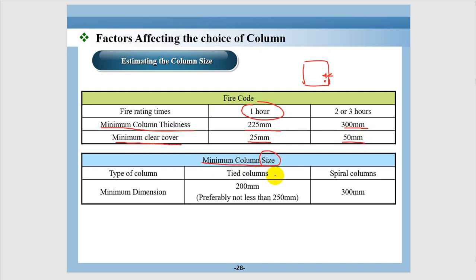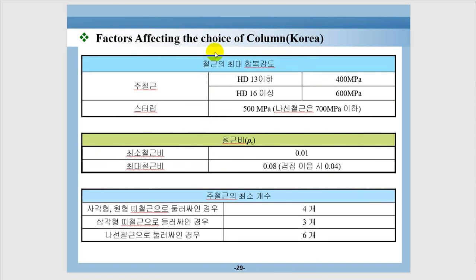We have some limits on column size where we have tied columns. The minimum dimension should be 200 millimeters or 20 centimeters, preferably not less than 250 millimeters. For spiral columns, we have a minimum diameter of 300 millimeters. So we recommend using a minimum of 250 millimeters for tied columns and 300 millimeters for spiral columns. This is the regulation of the Korean design code.